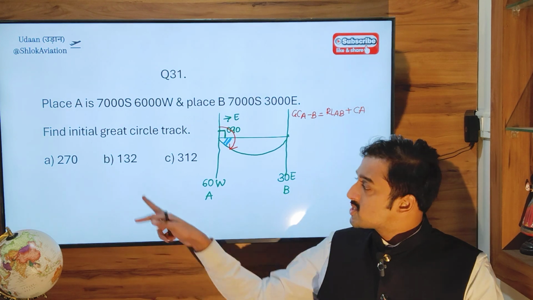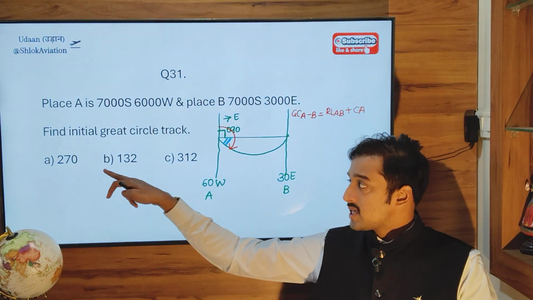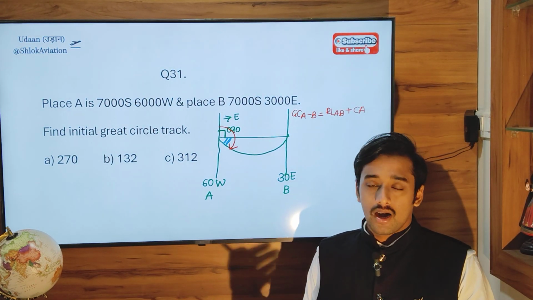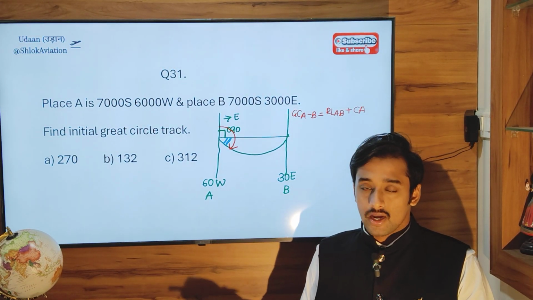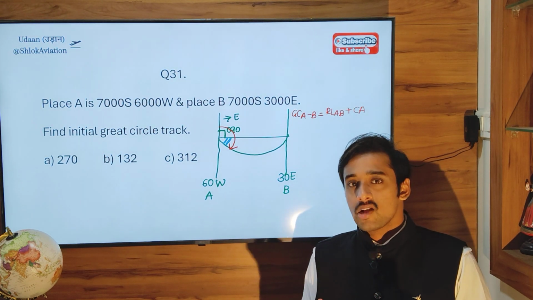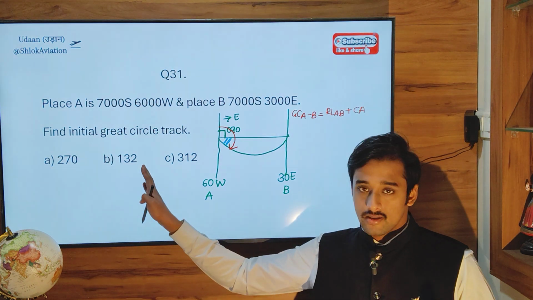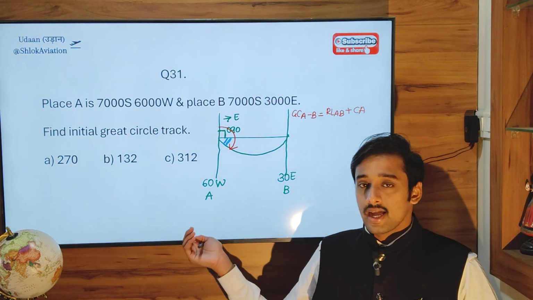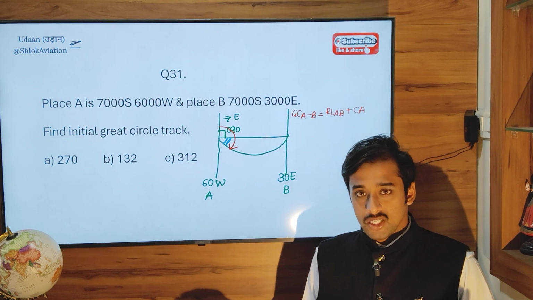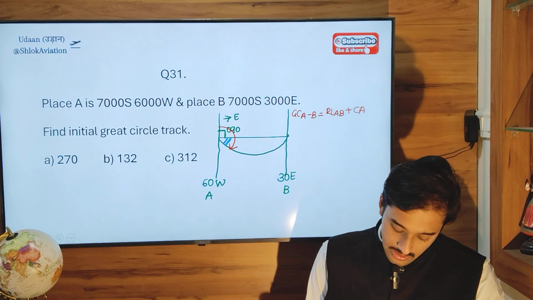Now definitely all these values are more than 090, but you can see 270 and 312 are two big angles, too big to be possible. 132 is an angle which is somewhat closer to 090, the closest of all three. So without doing the calculation, we can know that option B is the correct option. But just for the sake of practice, let's find out convergency.